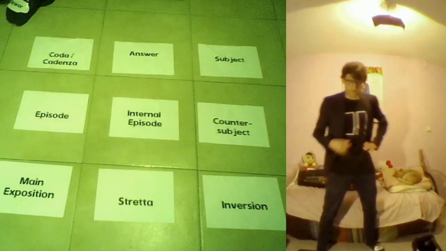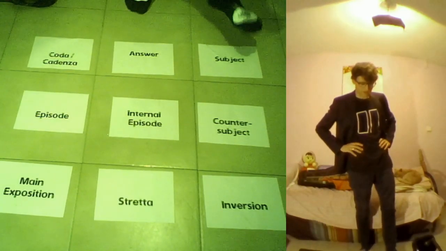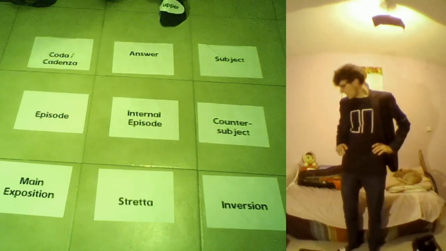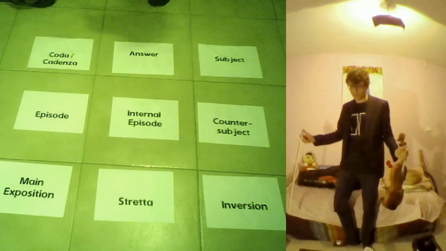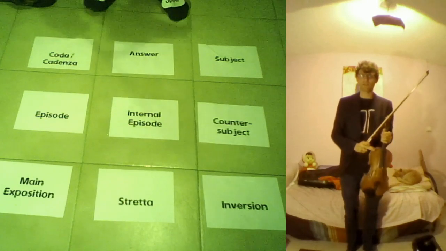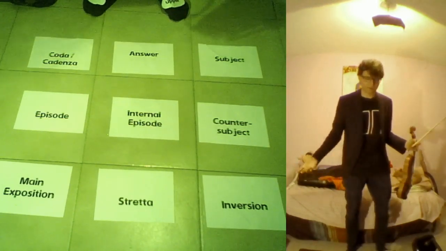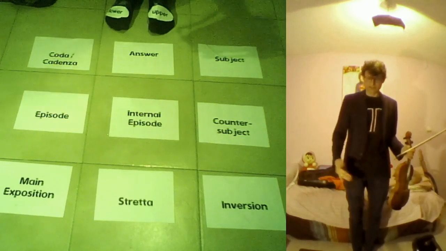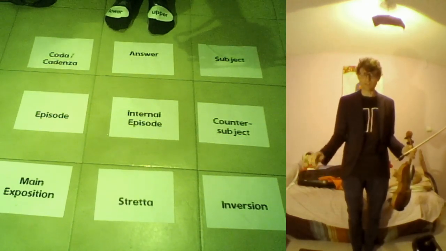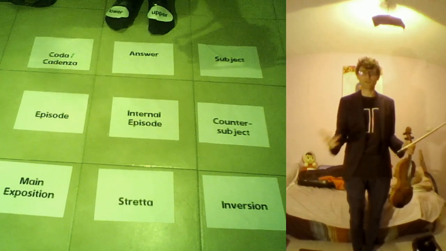Okay, so what do we have here? This is the subject and the answer. These are the most important parts of a fugue. It's the theme of a fugue. It's called subject. In German you call it Dux, and the answer is always very similar to the theme, but not the same.